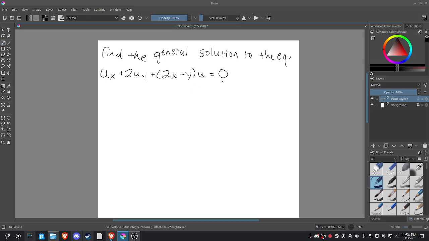Now, if you are taking this class or a class similar to it, or you have taken a class like it, you'll recognize the form A u_x plus B u_y plus C u equals 0. Okay, so good. We have some characteristic equations to get from here.